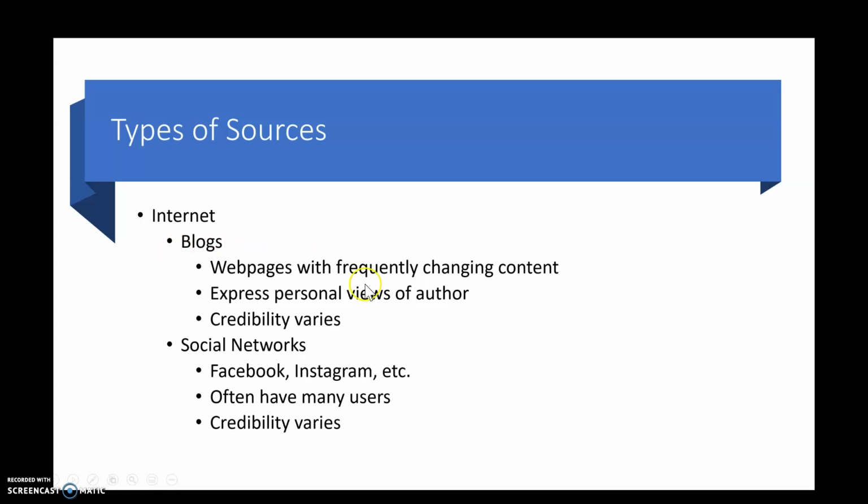Also on the internet, you have blogs. These are web pages with frequently changing content that express personal views of an author. The credibility can vary. Sometimes you have blog writers that are experts in their field. Sometimes you have blog writers that are random Joe Schmoes just starting out on something. And so you really have to be very careful with blogs. I wouldn't use them in a research paper unless it was to express the popular opinion on something. Similarly, social networks, Facebook, Instagram, etc., they often have many users, and again, credibility may vary because it's not peer-reviewed and it's very difficult to provide sources on these sites. Again, this is not something that I would use at all in a research paper.